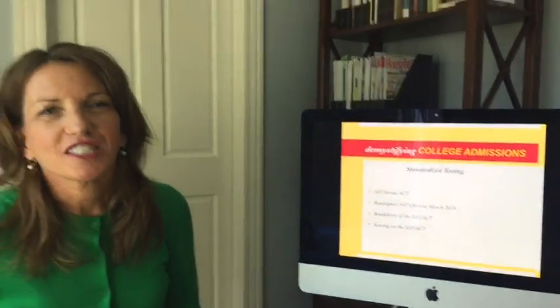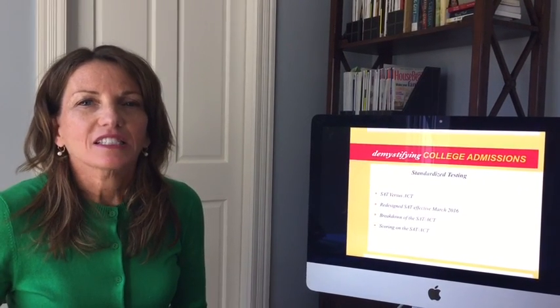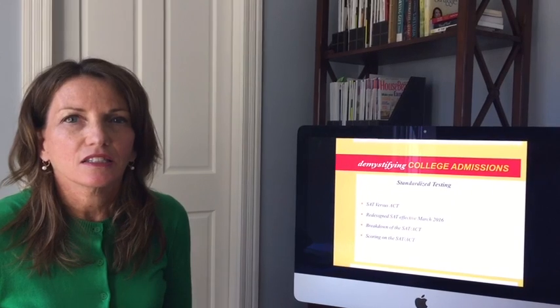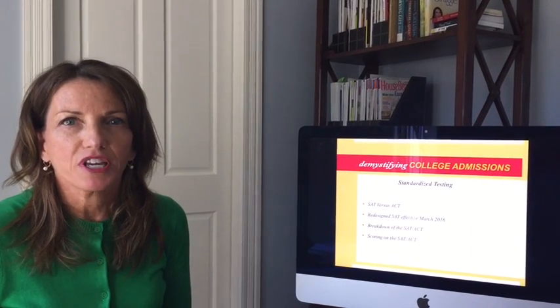The SATs versus the ACTs. The SATs historically evaluated a student's verbal and quantitative reasoning. The ACTs had been known to evaluate a student's high school curriculum. The ACTs and the SATs have been considered equal in the college application process. The ACTs actually surpassed the number of SAT tests taken approximately 3 years ago.